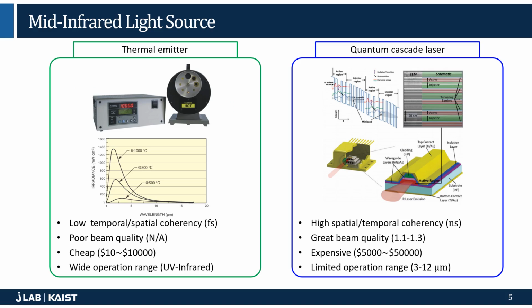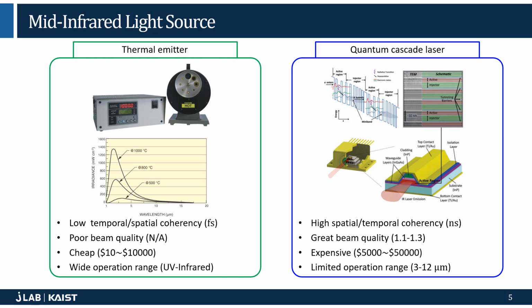The reason why I focused on mid-infrared thermal emission is related to the mid-infrared light source. In the mid-infrared, there are various light sources, but mainly two types have been mentioned. One is the thermal emitter and the other is the quantum cascade laser. In the case of the thermal emitter, they are very good because they are cheap and have wide operation ranges. But the problem is they have poor coherency and beam quality, so it is difficult to use for applications that require a good quality light source.